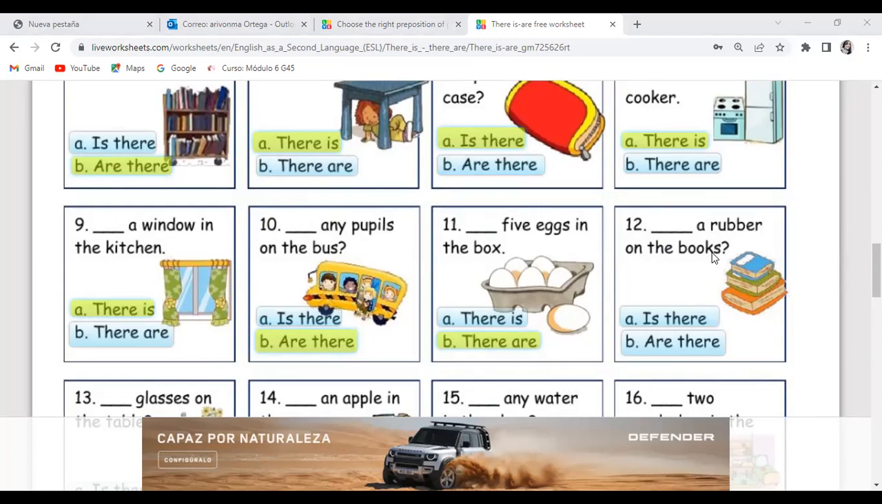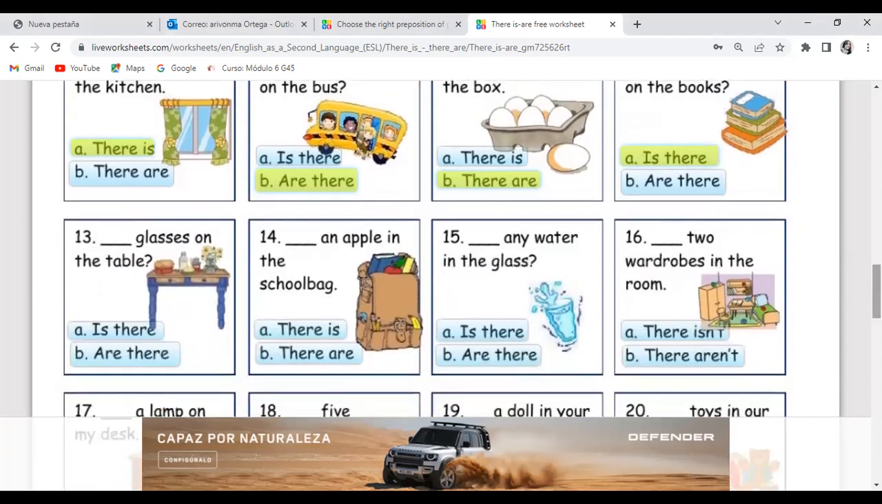No. I'm talking about books, sí. Estoy hablando de libros, sí, pero antes de libros hay una goma. Entonces, una goma es singular. Por lo tanto, chicos, digo, is there a rubber? Is there a rubber on the books? Ahora sí, ¿hay una goma sobre los libros?